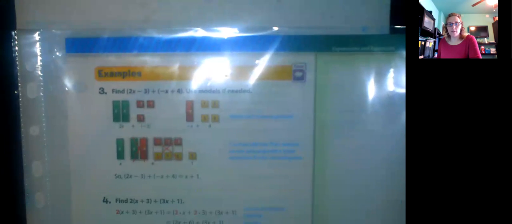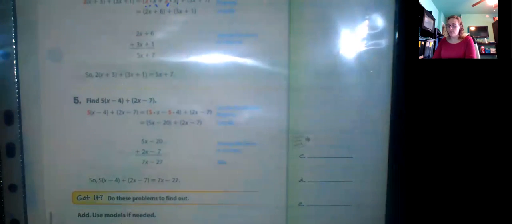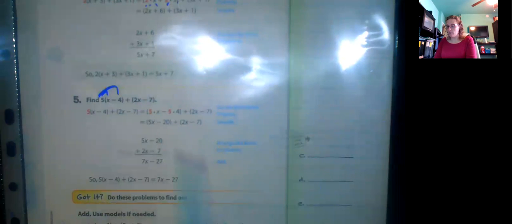Here they're showing you zero pairs cancel each other out. 3 negatives and 3 positives cancel each other out. Then they show how to distribute here: 2 times x and 2 times 3, and then they can add it. Same thing here, they distributed the 5 times x and 5 times 4 to give you 5x minus 20. Then they can simplify.